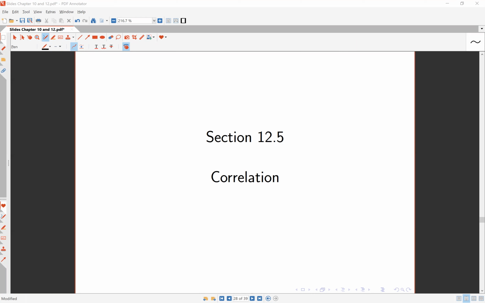Hi, everyone. We're jumping into chapter 12 today, and we're going right to section 12.5. So we're skipping a lot of initial content in the chapter. If time allows it all, we'll revisit and touch on some of the highlights there. But 12.5 is standalone and covers the important concept of correlation.